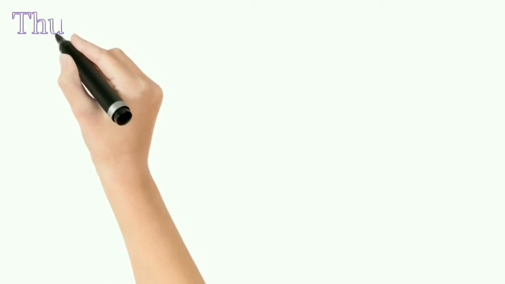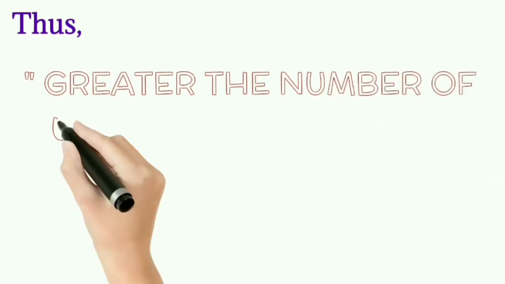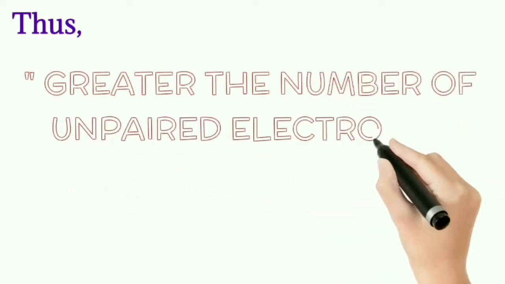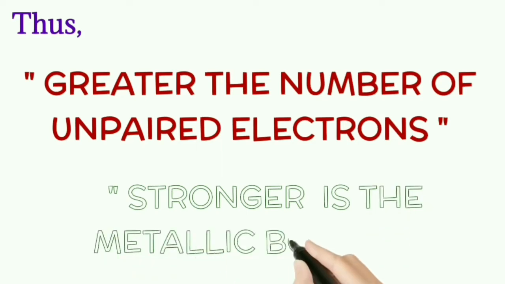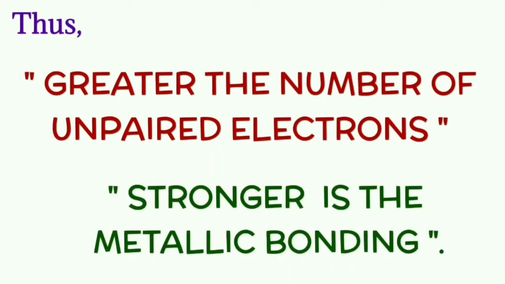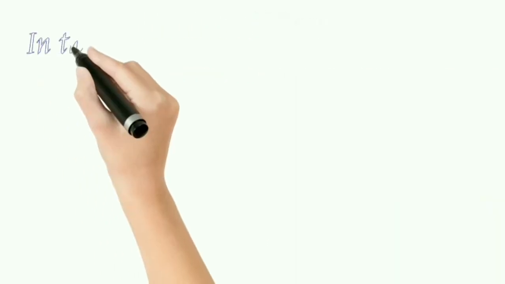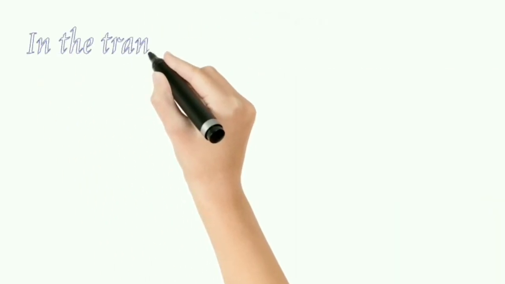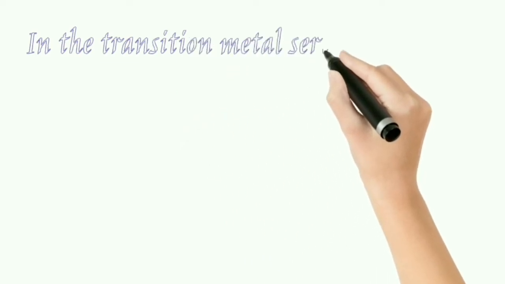So the next thing is, if you have more number of unpaired electrons, that means more electrons can be involved in bonding. If the metal has a greater number of unpaired electrons, the stronger is the metallic bonding. Okay, that's good.